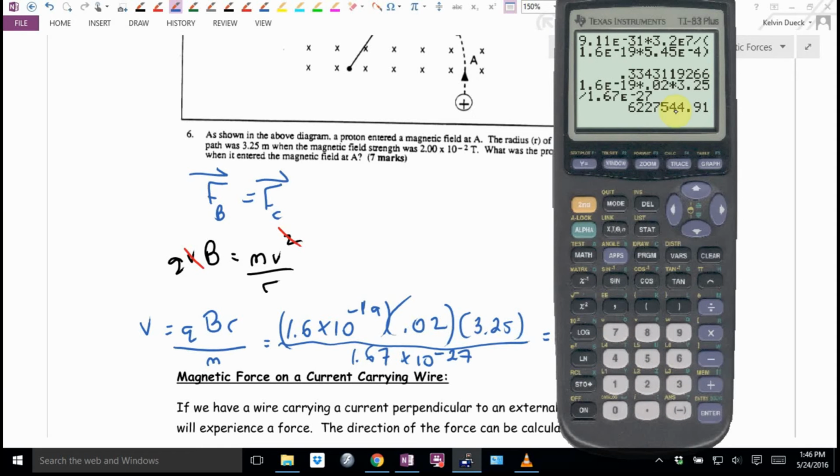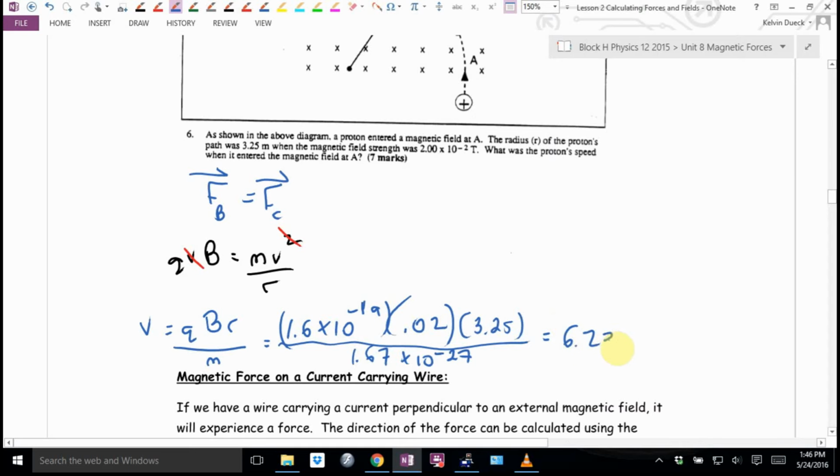6.23 times 10 to the 6 meters per second.